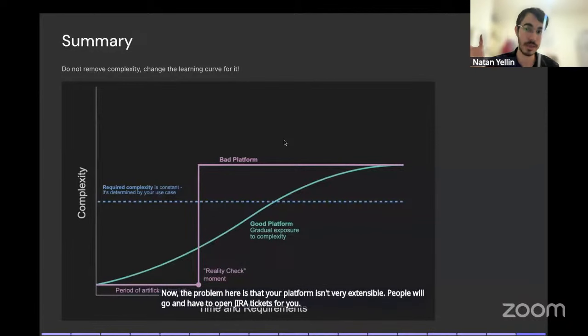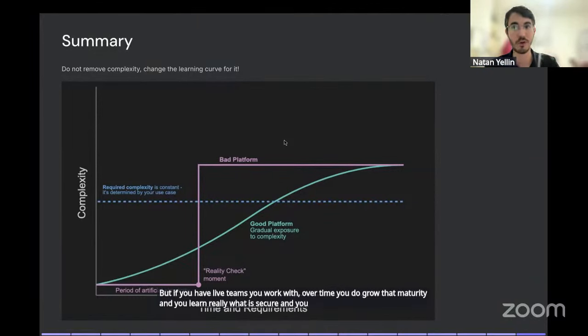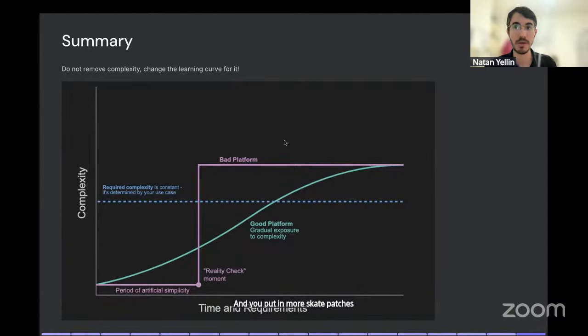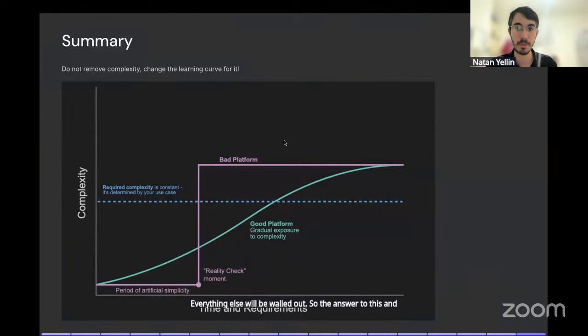But if you have a lot of teams you work with, over time you do grow that maturity and you learn really what is secure and you look into each thing and you grow your platform and you put in more escape hatches, and you learn over time. But if your company does have knowledge today and you have the expertise already, then I suggest you blacklist instead and you say, okay, here are the things we know are dangerous. We're going to disallow these, but everything else we will allow. So the answer to this and how you balance that will depend on the level of knowledge and maturity within your team.